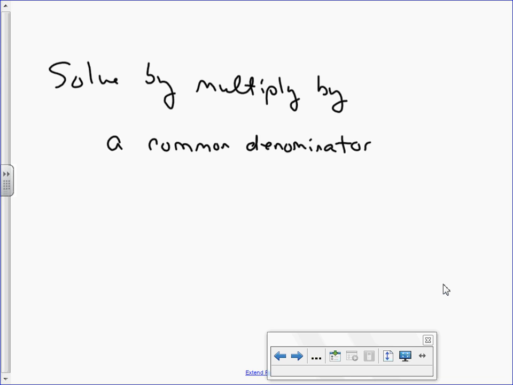This technique is probably a little bit stronger than cross multiplying. You can use it in more situations. Cross multiplying can only be used in very specific situations, but multiplying by a common denominator we can use in lots of situations. And I get tired of writing the words common denominator, so I will write this, mostly because I'm lazy. The time that we're going to multiply by common denominators will be when problems have lots of fractions in them.